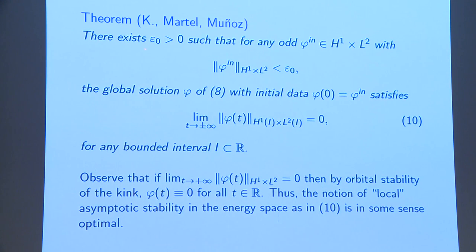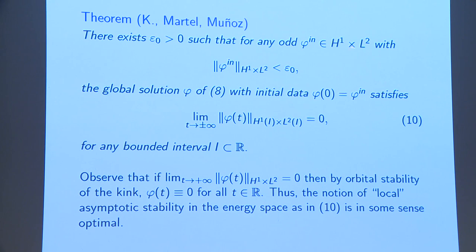And so the result is the following. If you take perturbations in the odd energy space which are sufficiently small, then the global solution with this initial data goes to zero in local energy space. The norm of the initial data is on the whole space, but the convergence is on a bounded interval. Of course, we don't give any rate, but on the other hand, if you restrict yourself to the energy space, this is in some sense an optimal result, because you can only take a local norm. If you were able to show convergence to zero in the full norm, then in fact you wouldn't have shown anything.